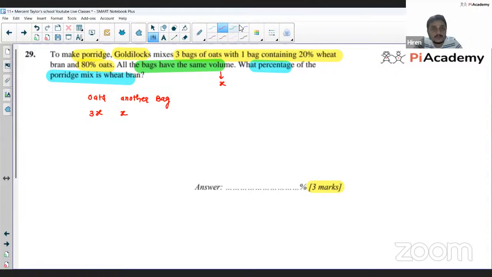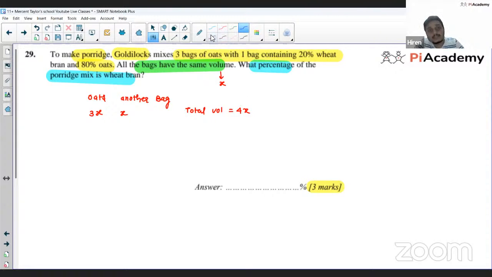So you got it. How much in total? Total volume is going to be 4x, right? This is clear. Now what we are looking for is the percentage of wheat bran in the mix. So we are looking for wheat bran.